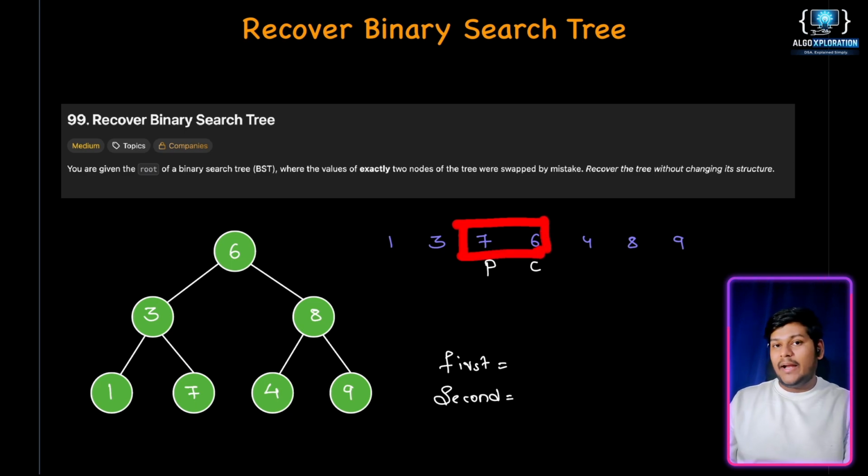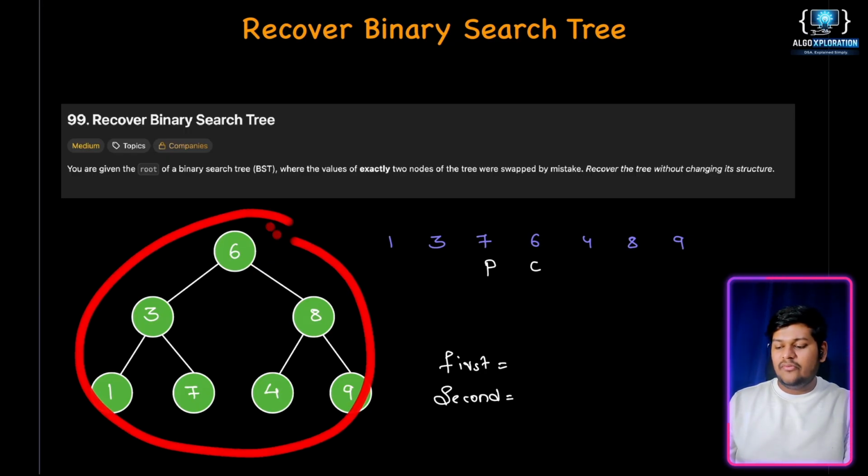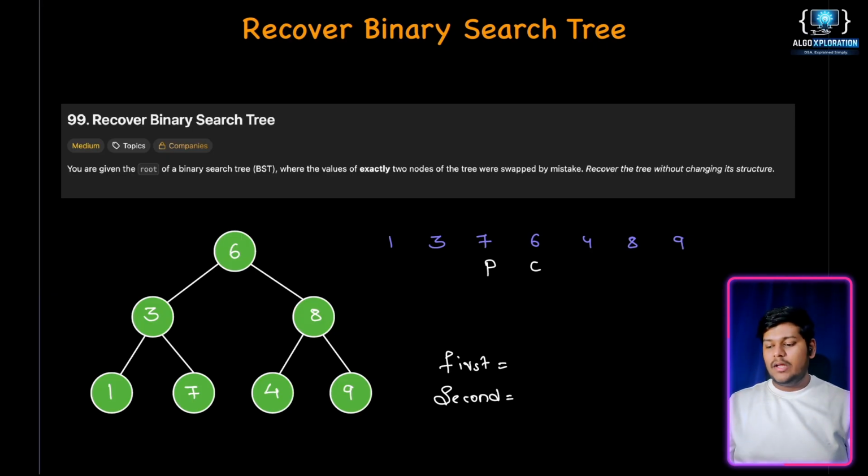But it might also happen that the two swapped nodes are not adjacent. Over here we can see that in this example, 7 and 4 are the two culprits that have been swapped by mistake, so they are not adjacent. But it might happen that for another example, the swapped ones are adjacent to each other.